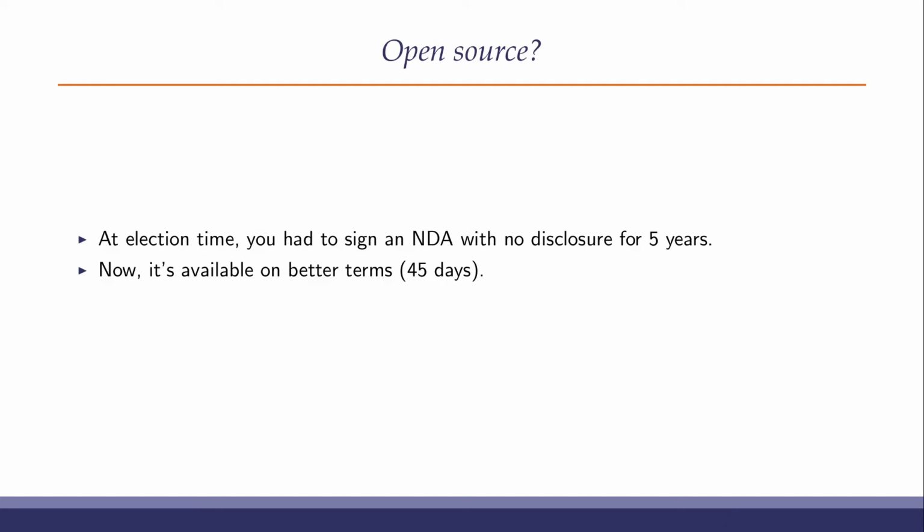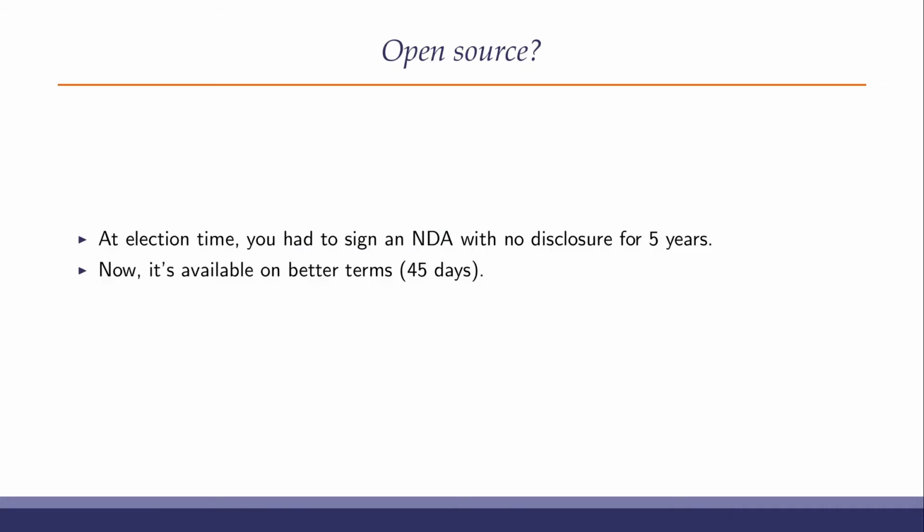If you wanted to see the code before an election, you had to sign a non-disclosure agreement that promised not to tell anybody what you'd found for 5 years, which obviously I refused to sign. After the election, in fact, after the period for challenging the election had expired, the code was made available on much more reasonable terms, i.e. about 45 days, which I was happy to sign.